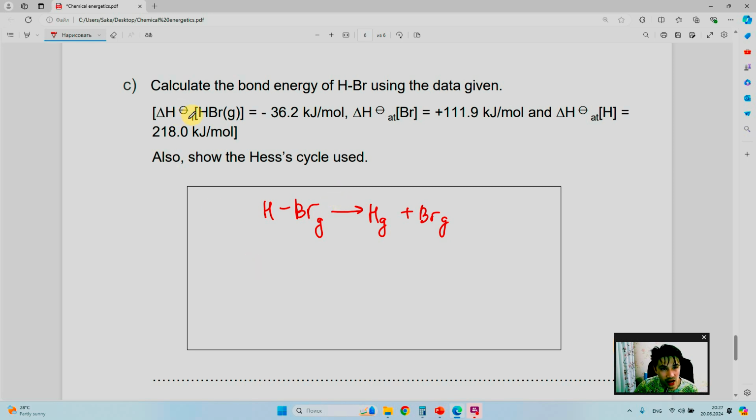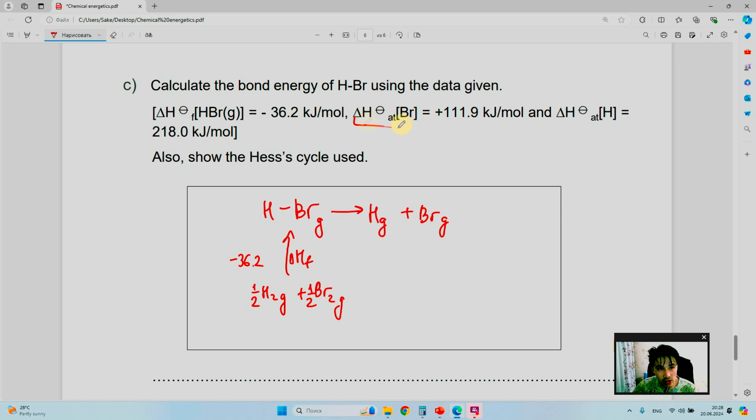Then what do we have? We only can use these values. So we have formation enthalpy for hydrogen bromide. Formation enthalpy, according to the definition, is an enthalpy change when 1 mole of a substance is produced from its constituent elements in their standard aggregate states. Hydrogen and bromine exist as diatomic molecules, but we need to take half of both because we are making 1 mole of it, and this enthalpy change is given, and it's equal to minus 36.2 kilojoules. So this amount of energy is released when these two substances react to give hydrogen bromide.